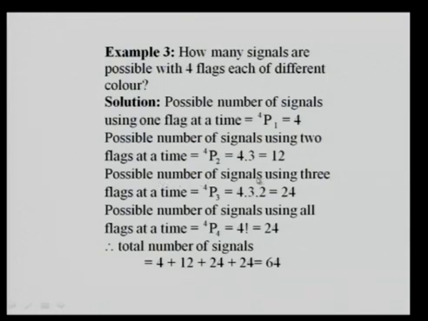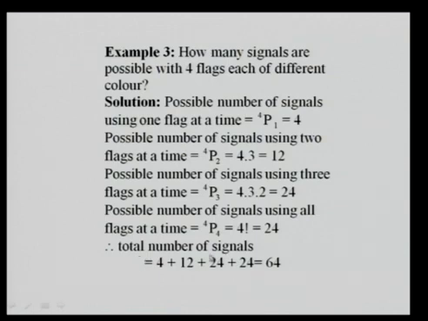Possible number of signals using 3 flags at a time: 4P3 is equal to 4 into 3 into 2, because by definition, for 4P3 we write only 3 factors starting from 4. And possible number of signals using all the flags at a time: 4P4 means we have to write 4 factors starting from 4 into 3 into 2 into 1, that is equal to factorial 4, which is 24.